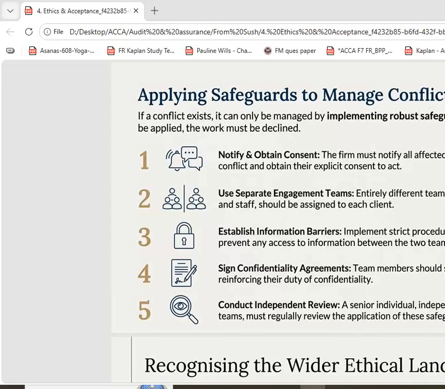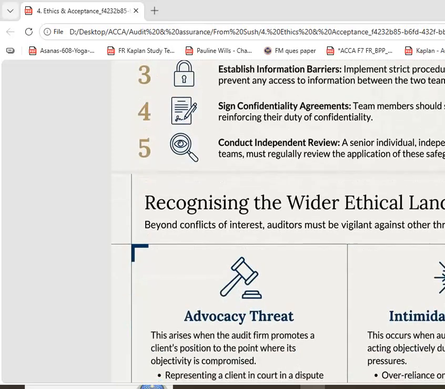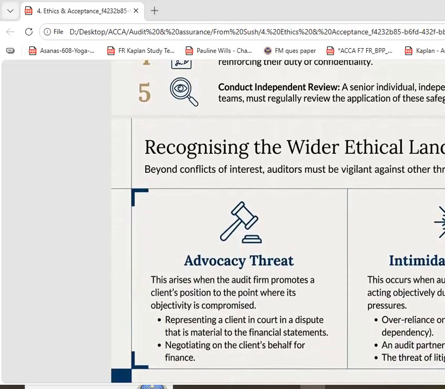Fifth, conduct independent review. A senior individual, independent of both engagement teams, must regularly review the application of these safeguards. Recognizing the wider ethical landscape, right? Beyond conflict of interest, auditors must be vigilant against other threats to their objectivity.